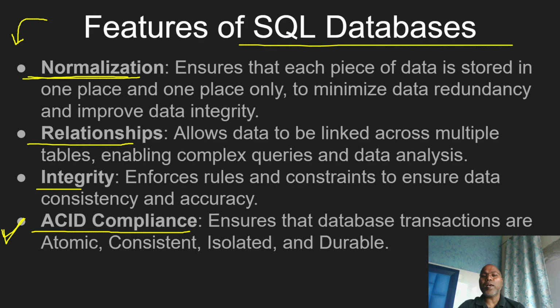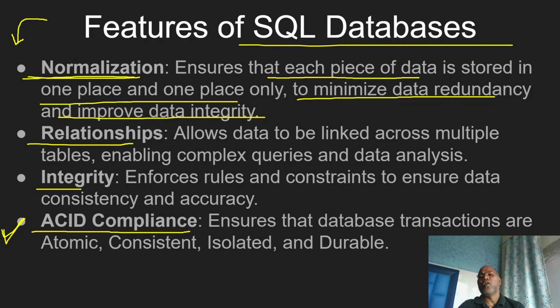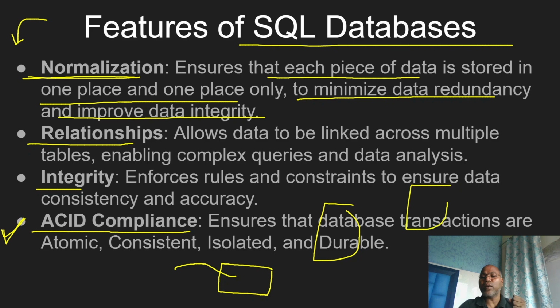One is normalization. What do we mean by normalization? Normalization ensures that each piece of data is stored in only one place to minimize data redundancy and improve data integrity. Let's say employee name. Here you store the employee name in only one place, not in different tables, where you store employee name here, employee name in this table, employee name in this table.